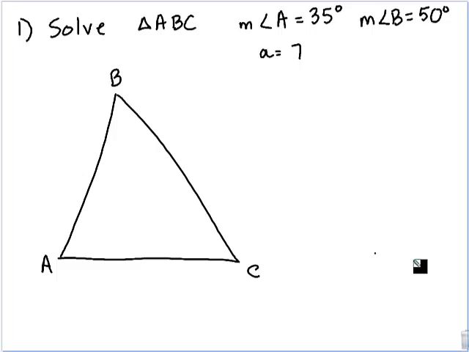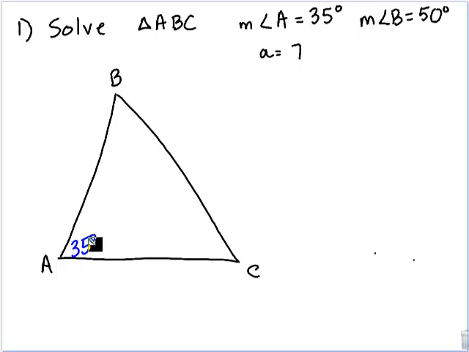So we want to solve triangle ABC. So we have the measure of angle A is 35 degrees, B is 50 degrees, and side A is 7. So what do we do first with these? Label. Okay, so we're going to label. So where is the 35 going to go? Over here by the A, 35 degrees.